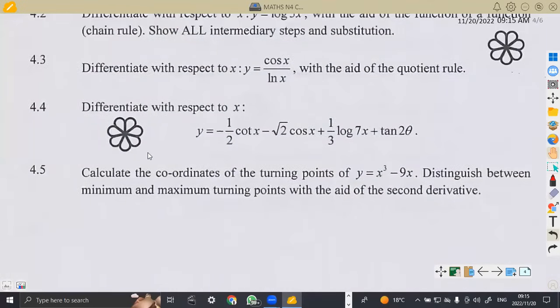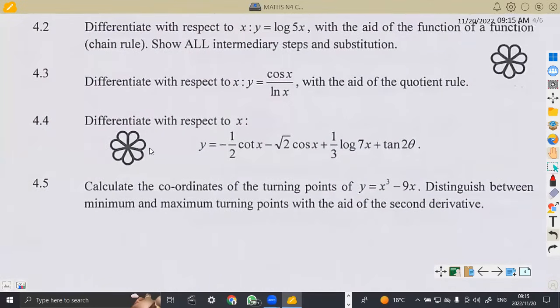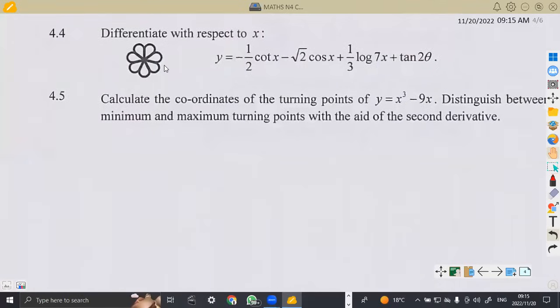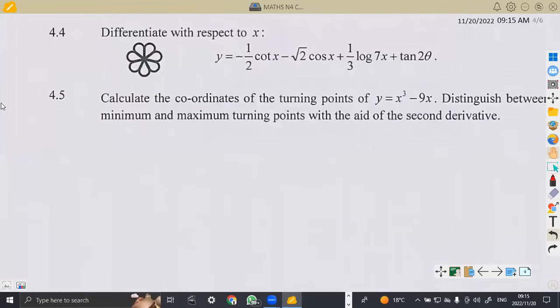Now on 4.4, differentiate with respect to x. We know that whenever we are dealing with derivatives, all we need is to work it separately. So that's 4.4. Cot is actually fine. Remember the derivative of cot gives us negative cosec squared x. But there is a negative which is already there, so negative and negative is a positive. So dy/dx was going to be positive half.